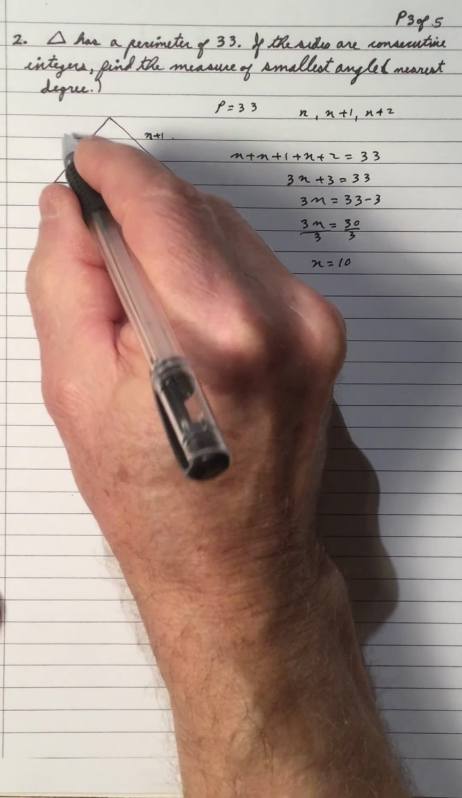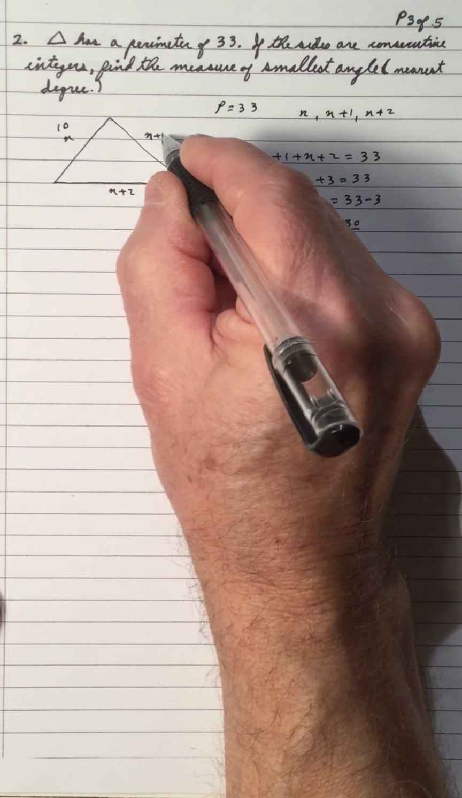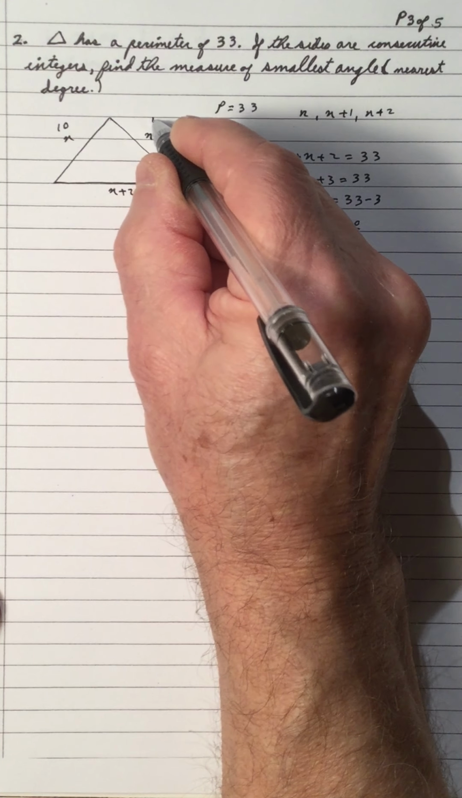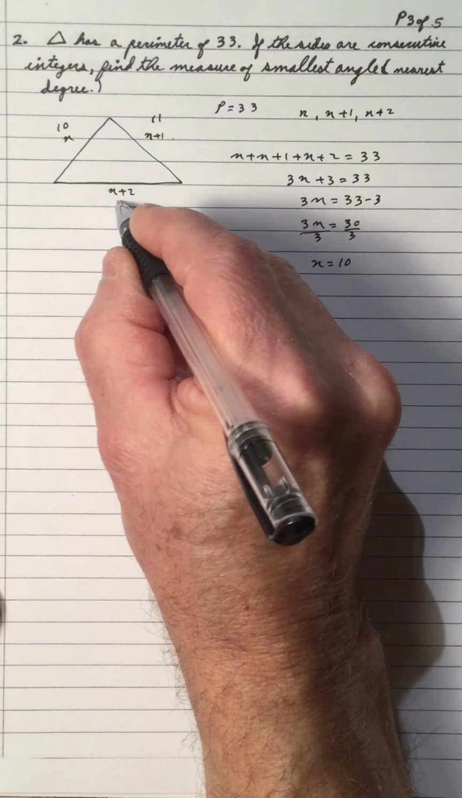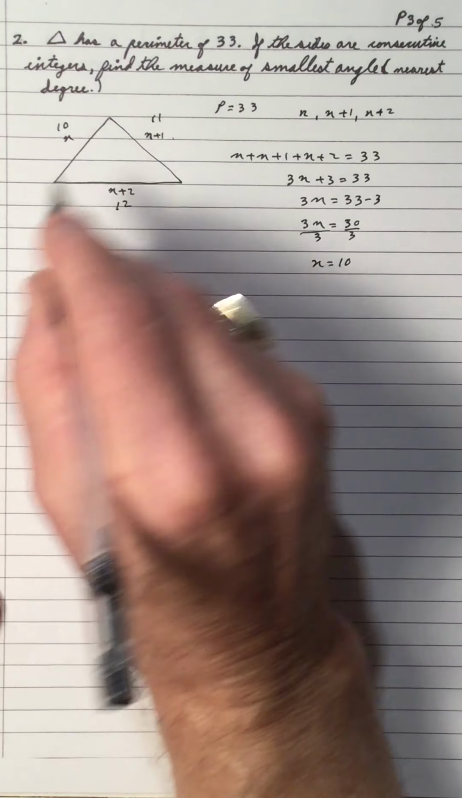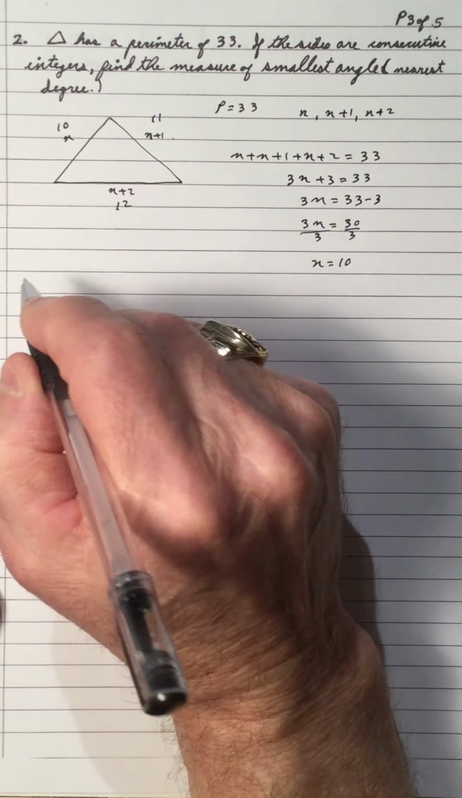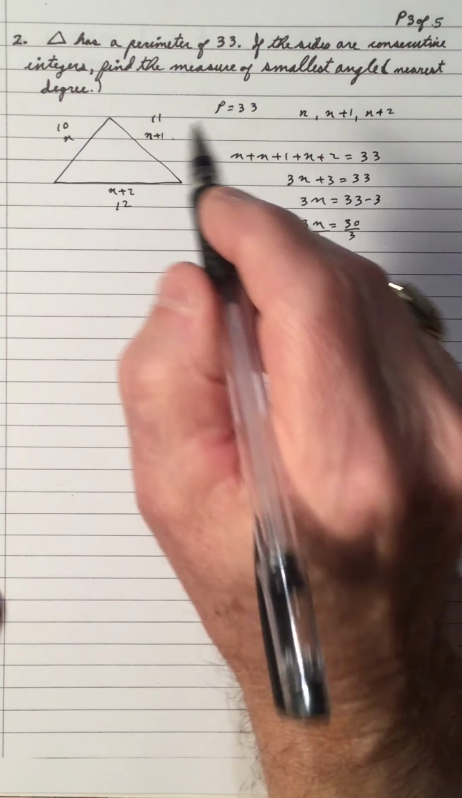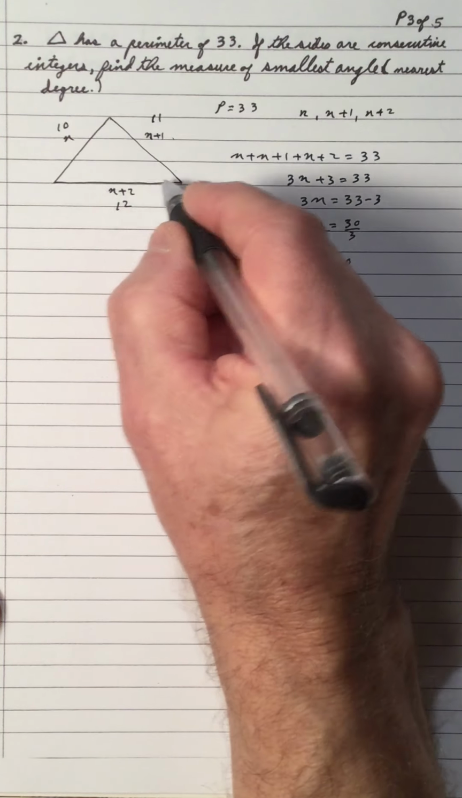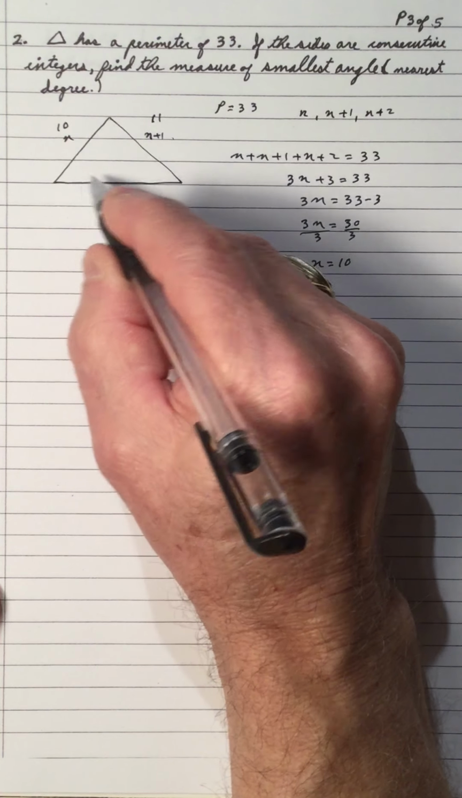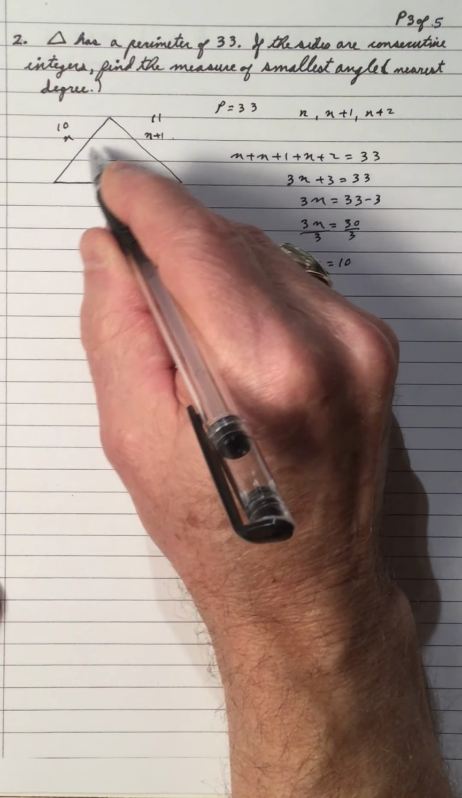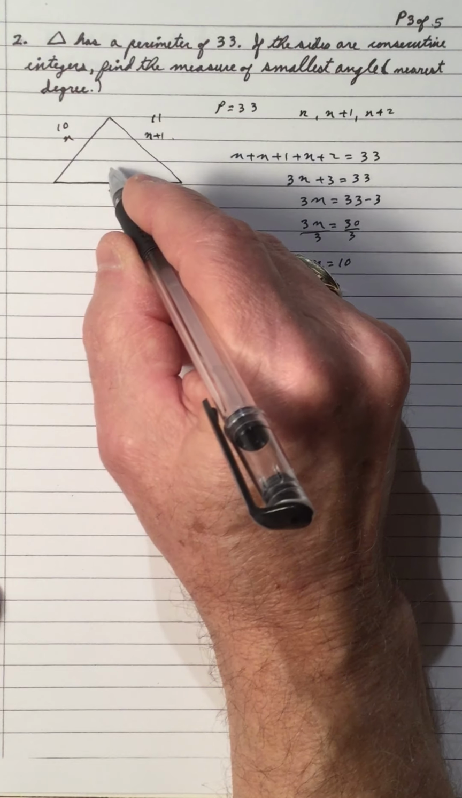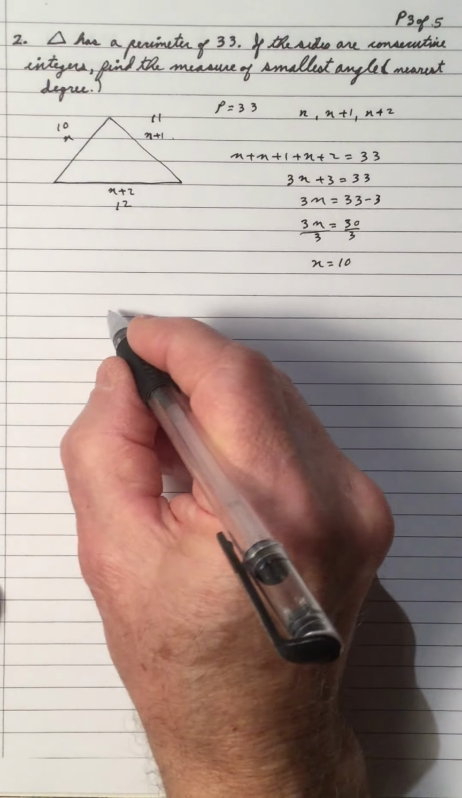So that means this side is 10, and 10 plus 1 is 11, and 10 plus 2 is 12. So the sides are 10, 11, and 12. Now it says find the measure of the smallest angle. What we have is not a right triangle, so we can't use SOHCAHTOA. We have no angle, so we can't use the sine law, so we have to use the cosine law.